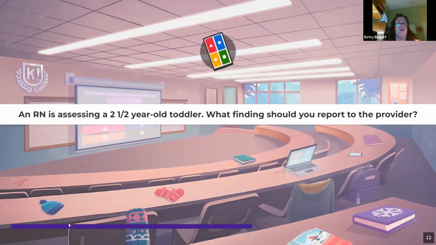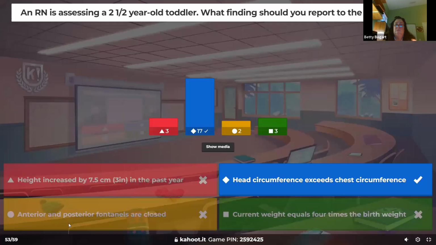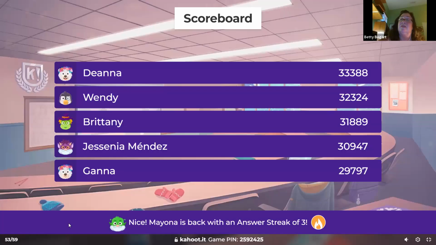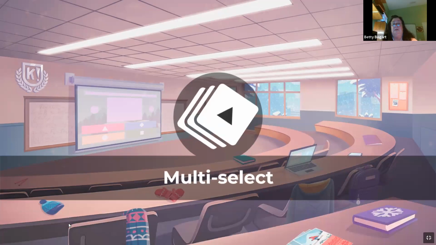An RN is assessing a 2.5-year-old toddler. What finding should be reported to the healthcare provider? And it's the head circumference and the chest circumference. The head needs to be less or equal to chest at that point. If not, find out why.